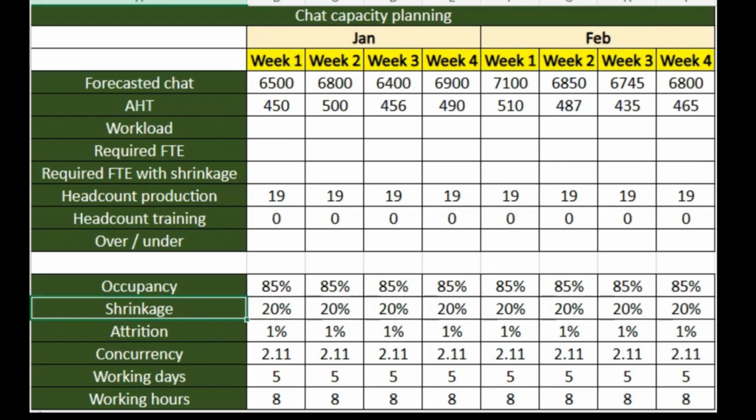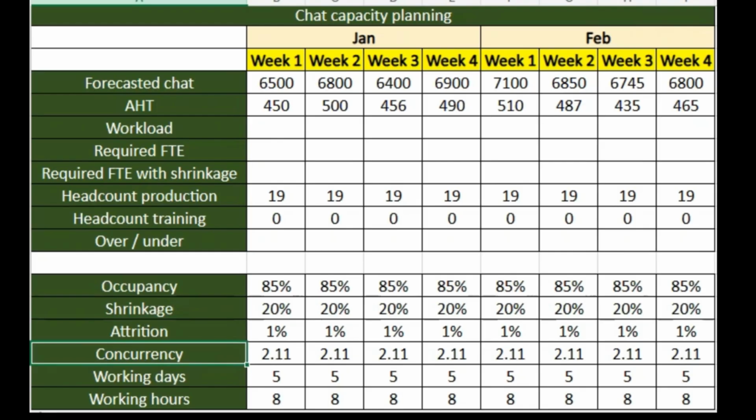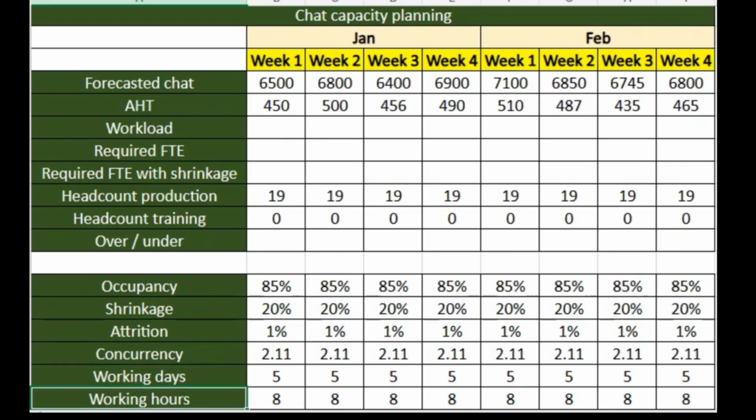Then we have the shrinkage, and I have also taken the attrition as 1%. Here the concurrency is already given as 2.11, the working days are 5, and working hours 8. So this calculation is done on the basis of a 5-day working process. You can do it for a 6-day or 7-day working process also. Now simply calculate the workload.